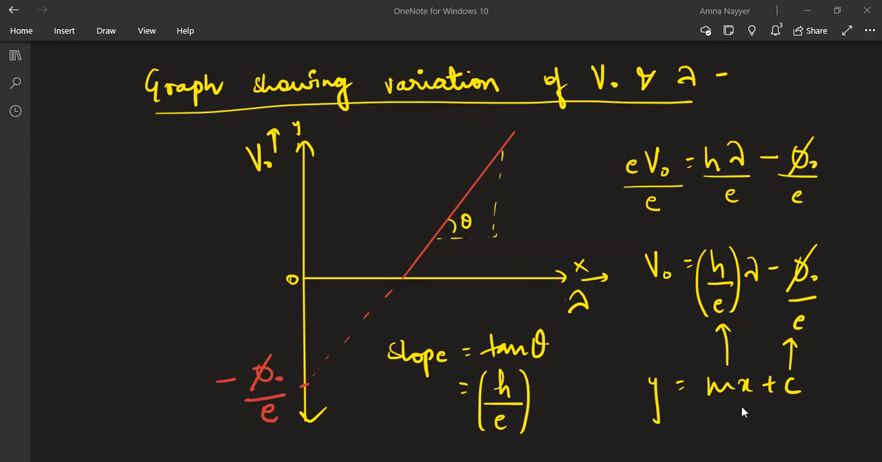If you compare it with the main equation, y is equal to mx plus c, you will see that from this equation the slope is h by e, and the y-intercept, the cut on the y-axis, is minus phi naught by e. So this graph can also come to you to draw exactly.